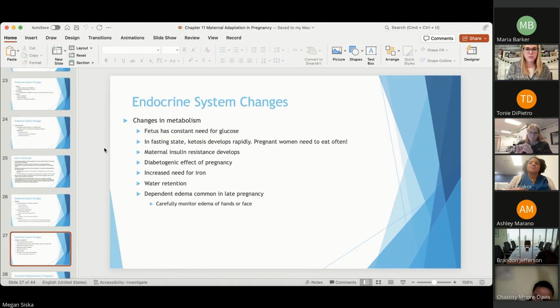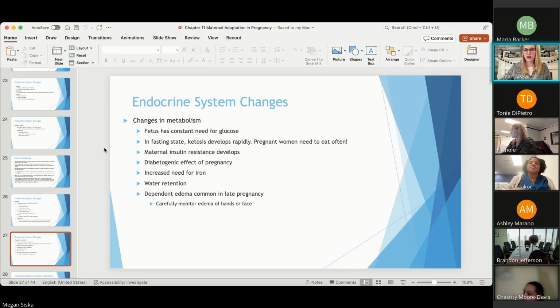Our changes in metabolism. As we've said 1,000 times, the fetus has constant need for glucose. In a fasting state, ketosis can develop really rapidly. So that's why, once again, pregnant women need to eat small, frequent meals often. We can have insulin resistance that develops, and then we have that issue with gestational diabetes that we'll talk about. There's an increased need for iron, so we do recommend that women take iron during pregnancy and maybe even additional iron depending on what their hemoglobin is.